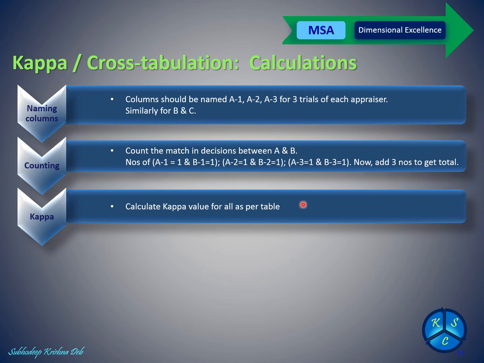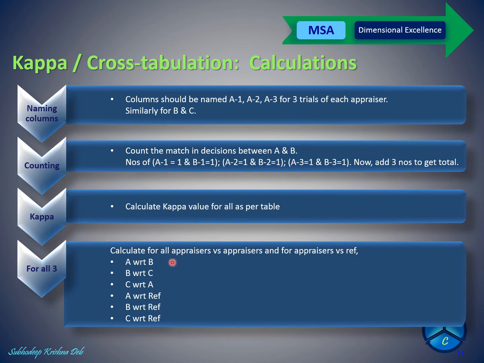After this, we have to calculate as per the CAPA, which we will see in the coming slide. There is a table that needs to be designed for all these cases: A with respect to B, B with respect to C, and C with respect to A, and also A with respect to reference that we have taken from the master or the skilled operator, B with respect to reference, and C with respect to reference. After doing all this, we have to compute the final value.